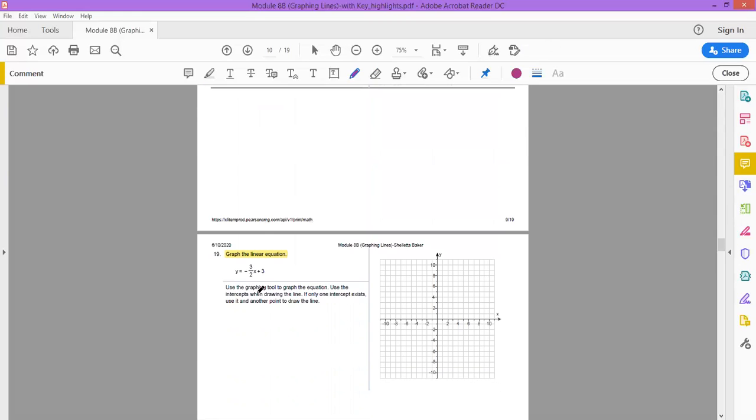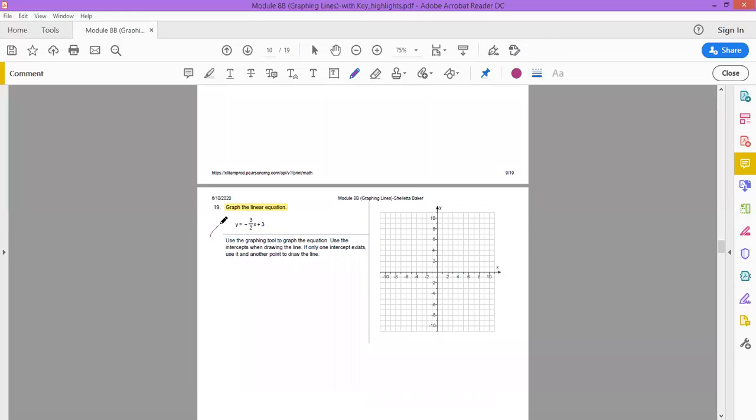All right, let's move on to number 19. We're graphing this equation. Now look at the form of our equation. It's in slope-intercept form, that y equals mx plus b form. So we can use our slope and our y-intercept to graph this line.